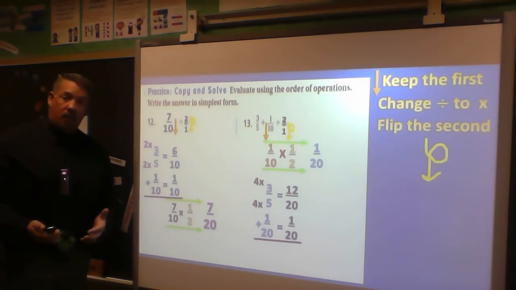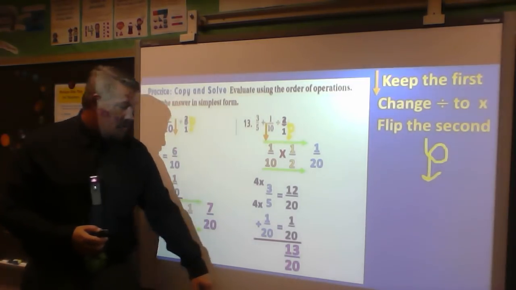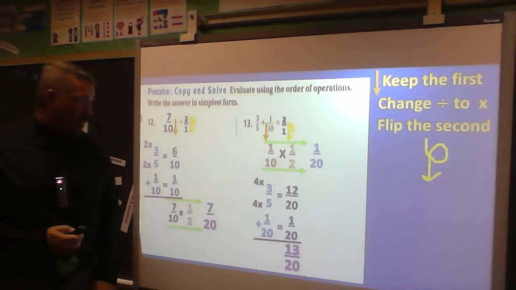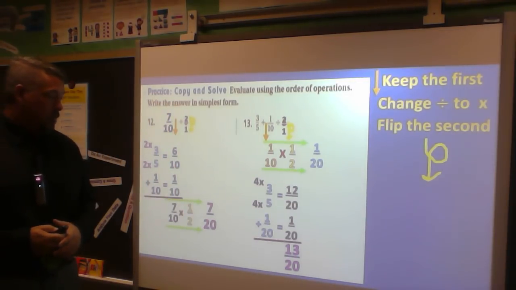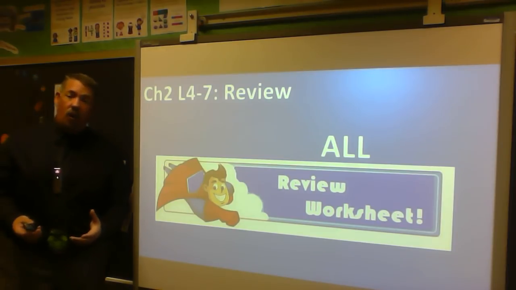Now that I have my common denominator, I'm simply going to keep it. So my denominator is 20, and then I add my numerators. 12 plus 1 is 13, and that one cannot be reduced. So I keep 13/20.